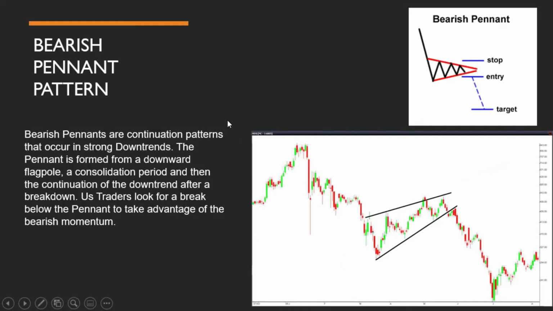So now next, we have our bearish pennant pattern similar to the bullish pennant pattern. So bearish pennants are continuation patterns that occur in strong downtrends. The pennant is formed from a downward flagpole, a consolidation period, and then the continuation of the downtrend after a breakdown. Us traders look for a break below the pennant to take advantage of the bearish momentum. So we look to profit from a short in this situation, right?